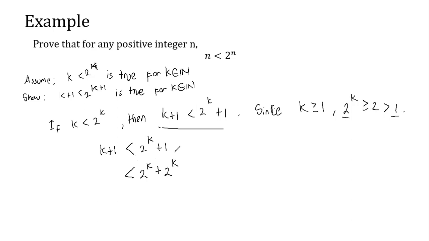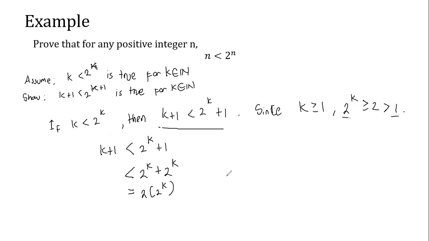Okay? So, kung yung 1, papalitan natin to ng 2 raised to k, mas lalaki kasi yung 2 raised to k, mas malaki sa 1. And this will be equal to 2 times 2 raised to k. So, take note dito sa alignment. So, k plus 1 is less than dito. And ito less than sa 2 raised to k plus 2 raised to k. But itong 2 raised to k plus 2 raised to k, this is equal dito.